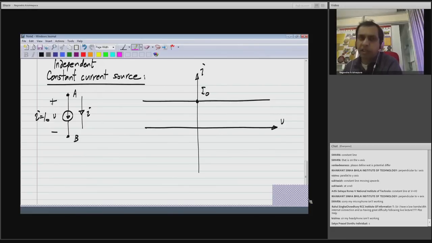Now it appears that some people are having some difficulty with the bandwidth, so I'm going to pause the camera for some time.